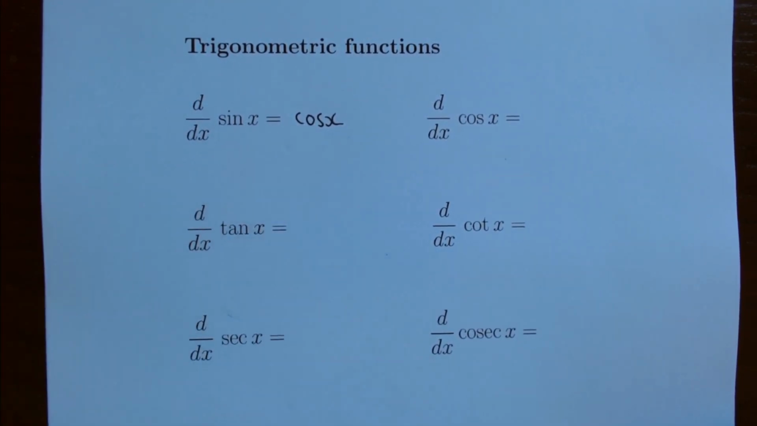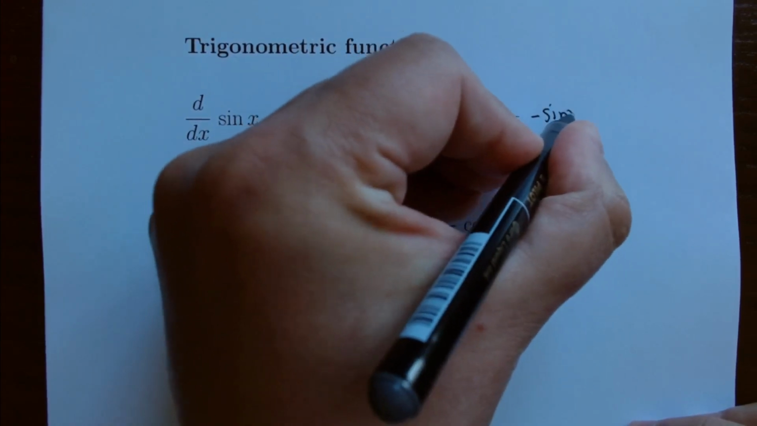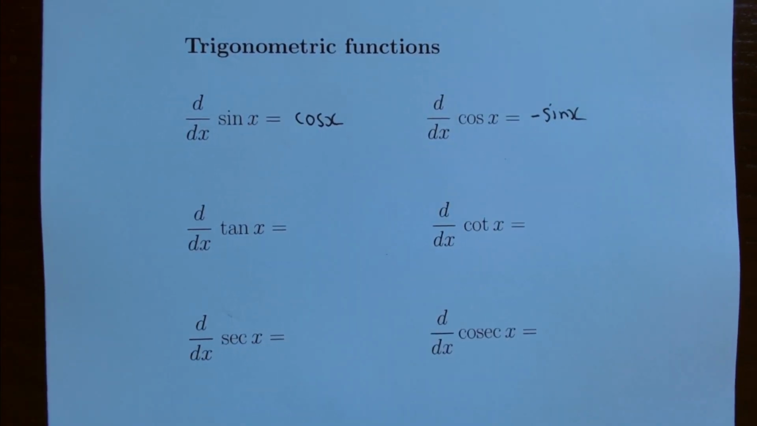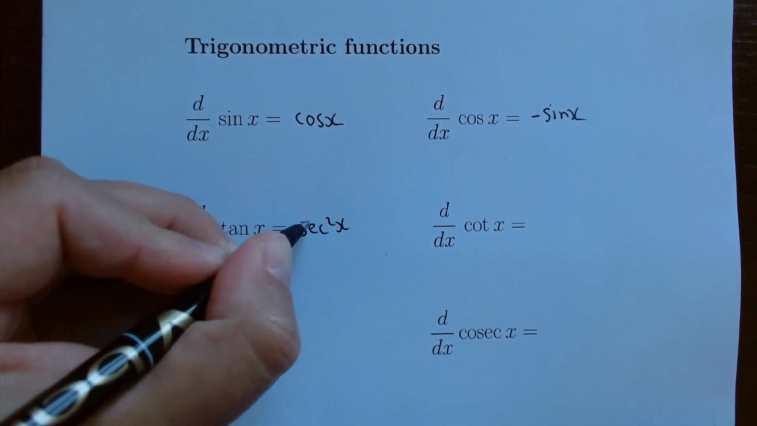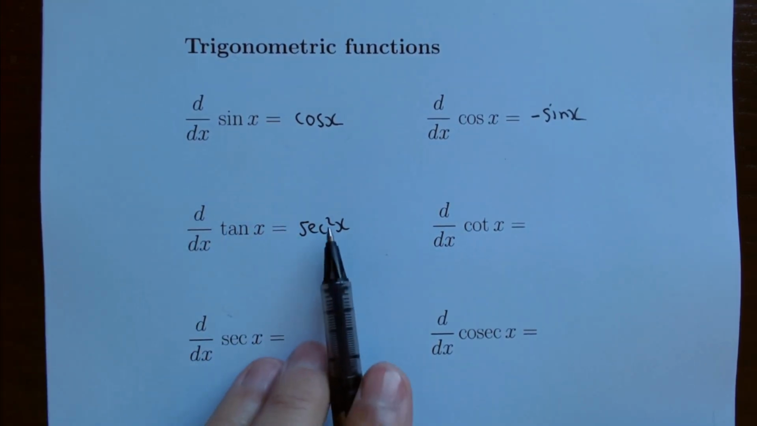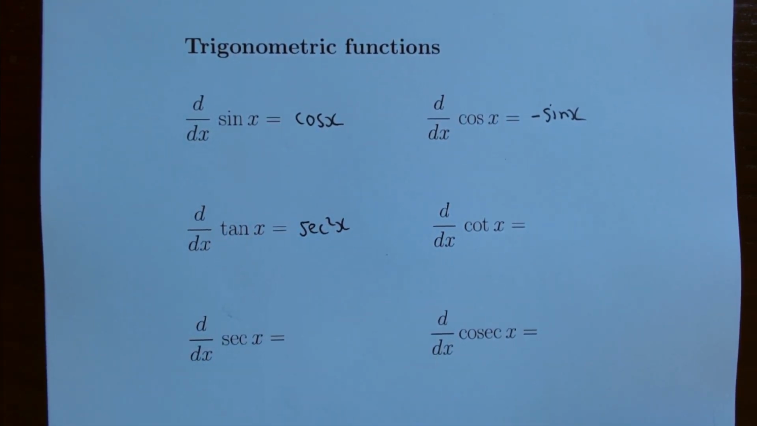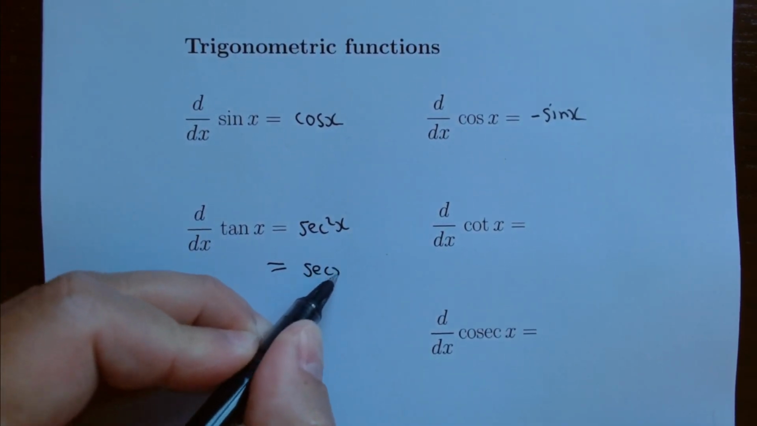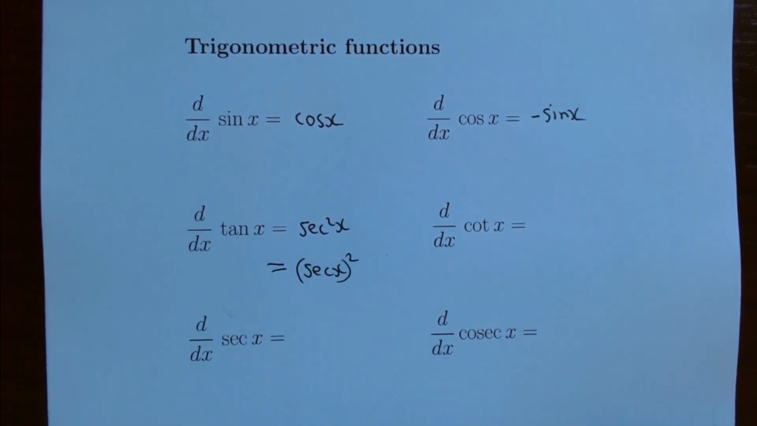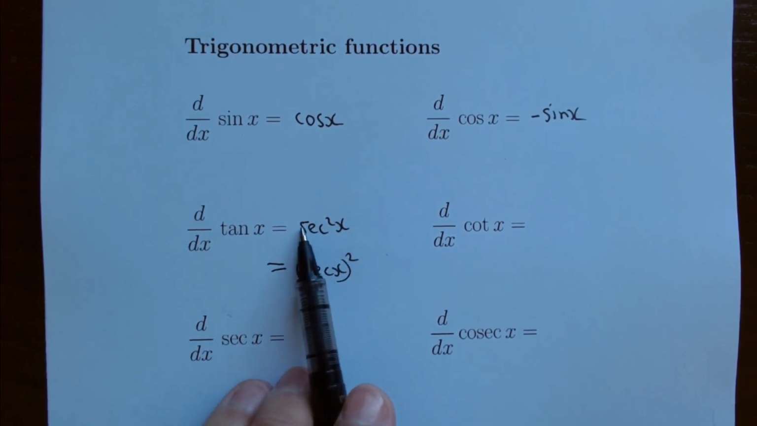Sine x becomes cos x, and when we differentiate cos x we get negative sine x, and when we differentiate tan x we get sec squared x. And the square here, the 2, what that means is the following: sec x all squared. So you should already know that, but I'll just put that down. And this is the usual way to write it, sec squared x.